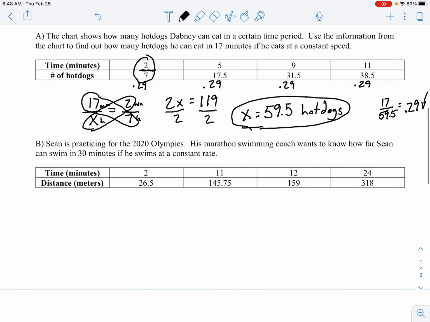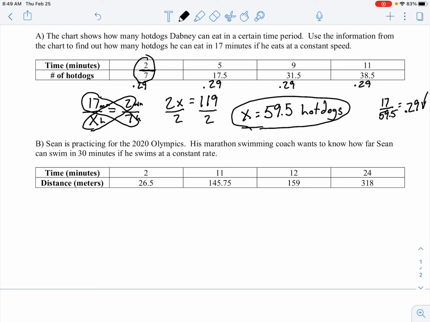All right, so one more example here, really quick set of notes today. Just a couple examples to work us through. So remember, pause, try your setup, try to solve it, and then push play again so that you can take a look at how you did. All right, so Sean is practicing for the 2020 Olympics. His marathon swimming coach wants to know how far Sean can swim in 30 minutes if he swims at a constant rate. So once again, if it tells you it's proportional, you can trust that it's proportional. This doesn't, and we don't just want to assume that it is.